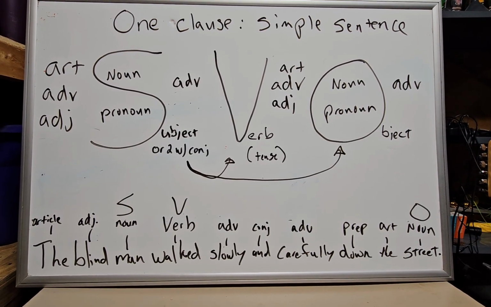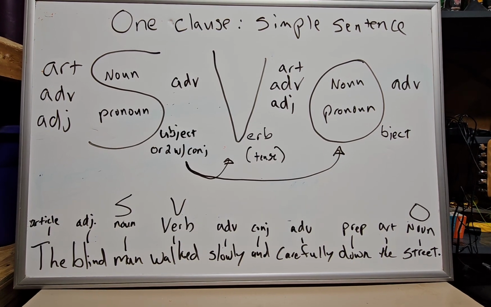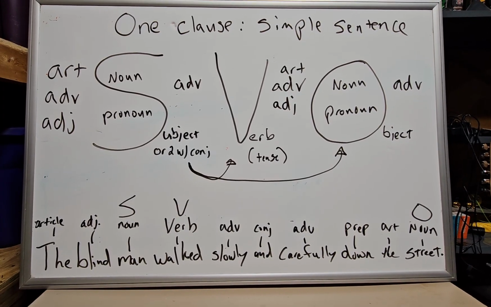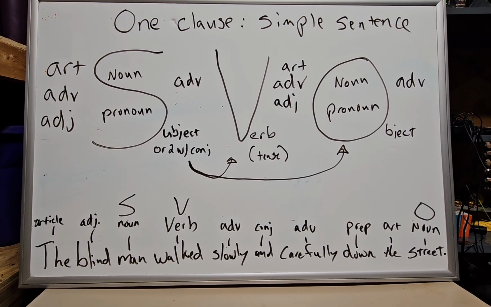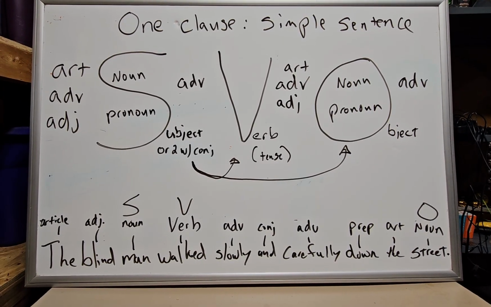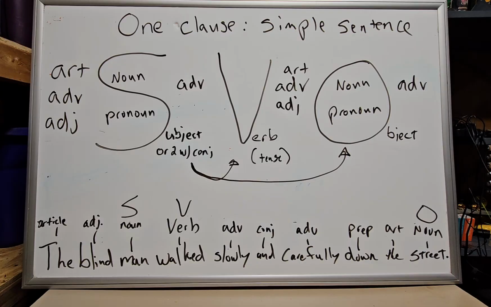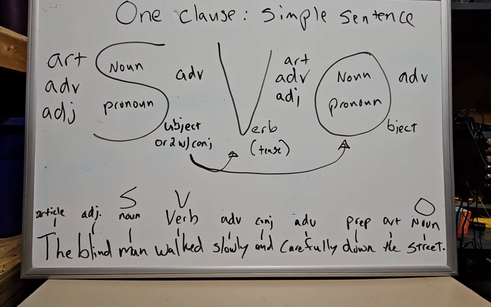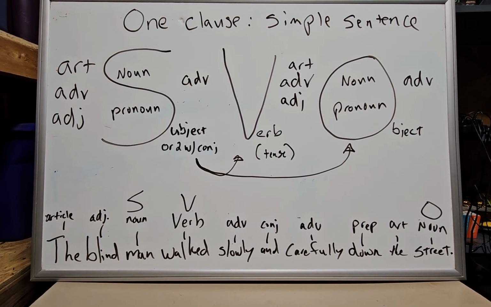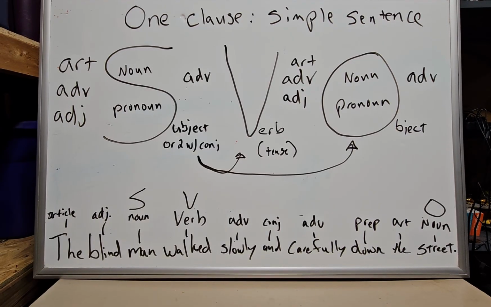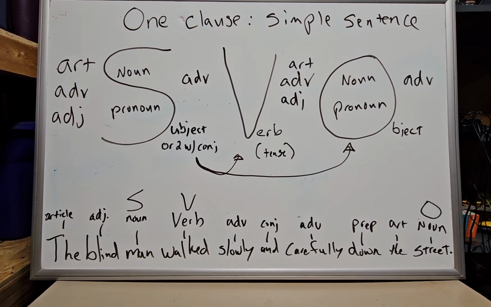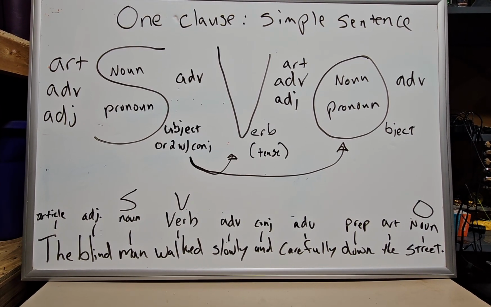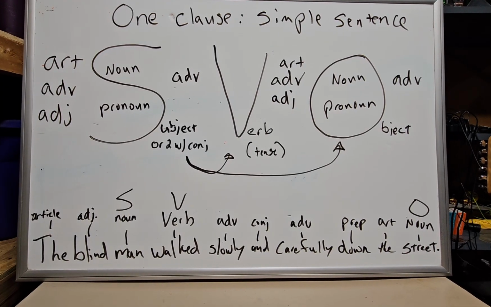Okay, so what do we have? First of all, if you direct your eyes to the top, it says we have one clause. What is a clause? A clause is a group of words that contain a subject and a verb. It can also contain an object, but that is not required to make a clause. If you have a clause with subject and verb, you have a complete sentence. If you have one clause, it is called a simple sentence.